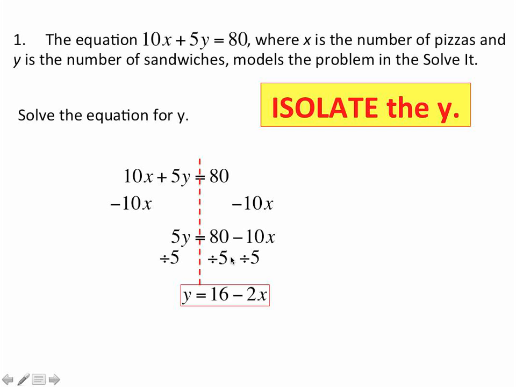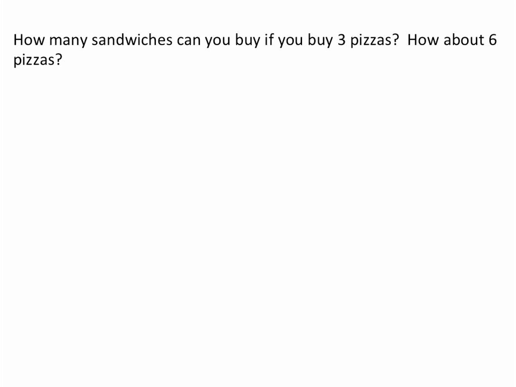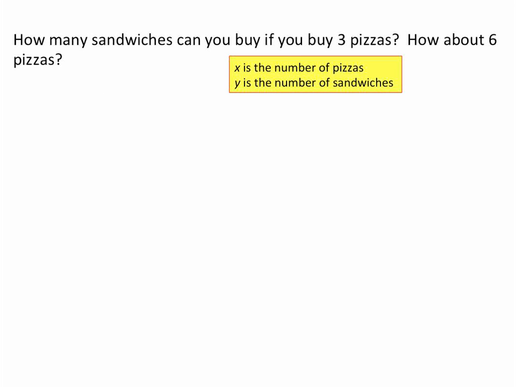Just remember when you divide, you got to divide all the pieces. So that's what this section is all about. How many sandwiches can you buy if you buy 3 pizzas? Well, now that we have that equation there, y equals 16 minus 2x, it's actually pretty simple to plug it in. So if I just take the 3, and I know that x is the number of pizzas, and I plug a 3 in here for x, I would just wind up with y equals 16 minus 6, which is just 10.